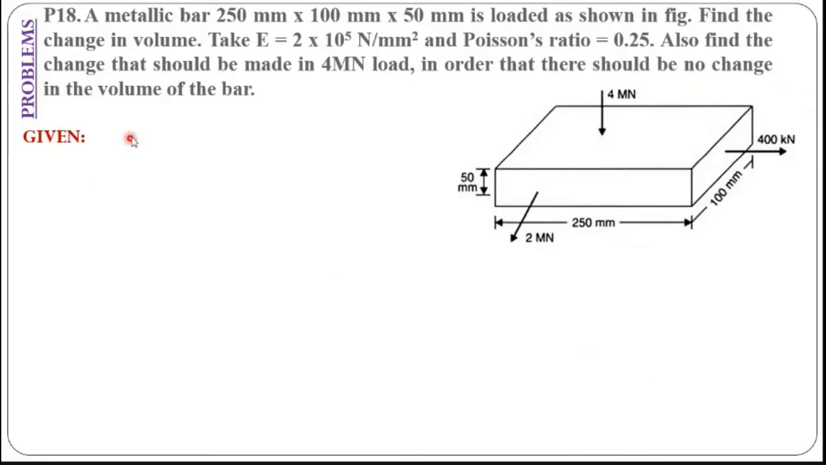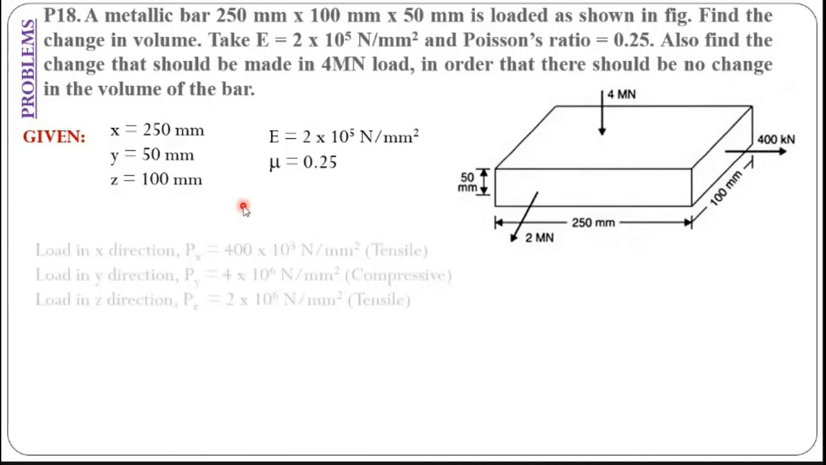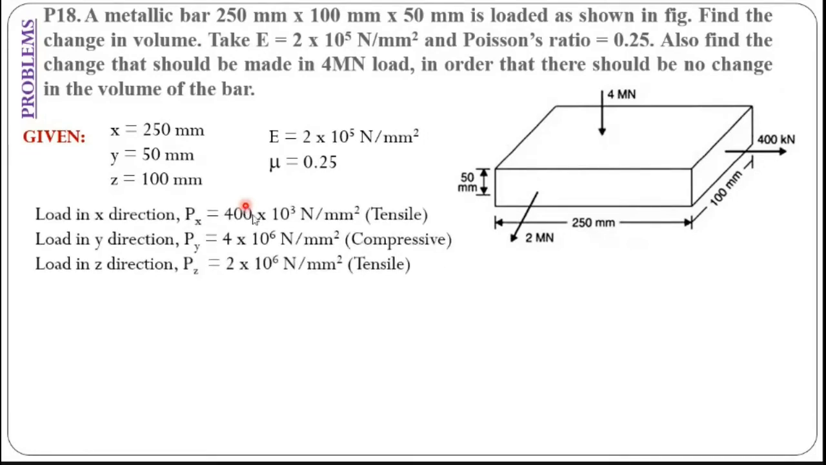So let me consider the first step. Let me consider X as 250, Y as 50, and Z as 100 mm. So these are my data. Your Young's modulus is also given and Poisson's ratio is also given. Now let us identify what is the type of load we have.